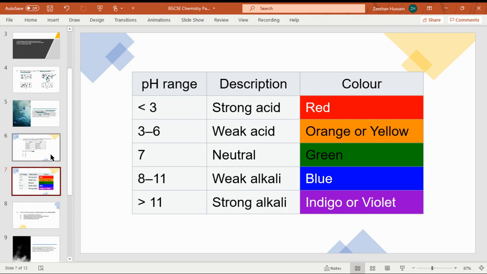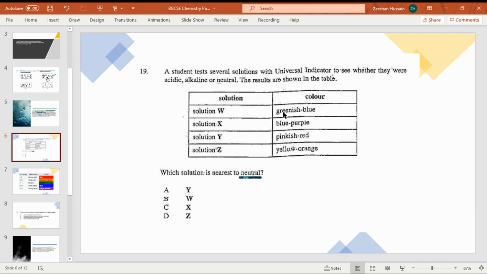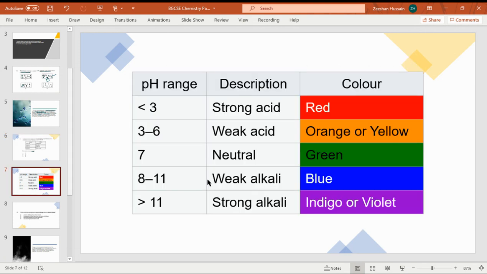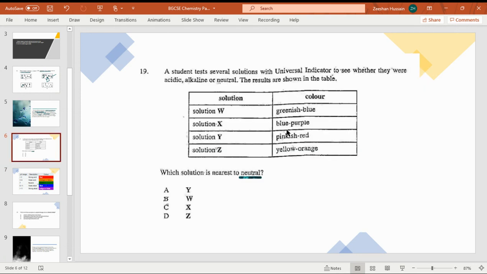So let's see our options. Here is a greenish blue. So let's see what is the greenish blue. Here is no greenish blue, but this is green, and this is blue. So it is close to neutral. Greenish blue means it is very close to this line, where colors mix or attach to each other. So greenish blue will be here. So this is close to neutral.